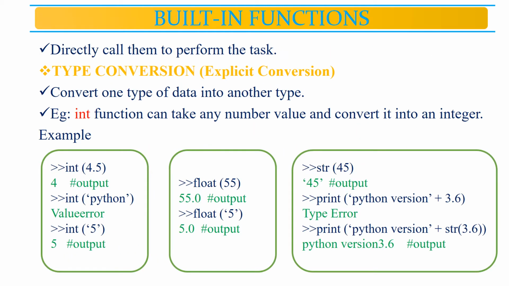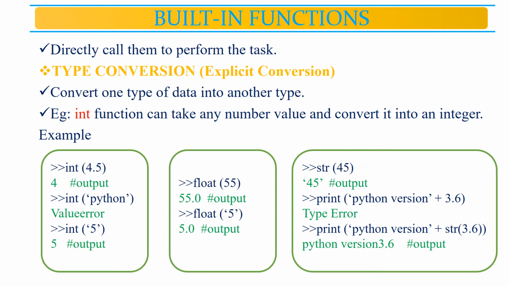Built-in functions. A built-in function is one that you can call directly to perform a particular task. Some of the built-in functions are for type conversion, which we can also call explicit conversion. That is, you convert one type of data into another type. For example, the int function can take any number value and convert it into an integer. Here I have given some examples.